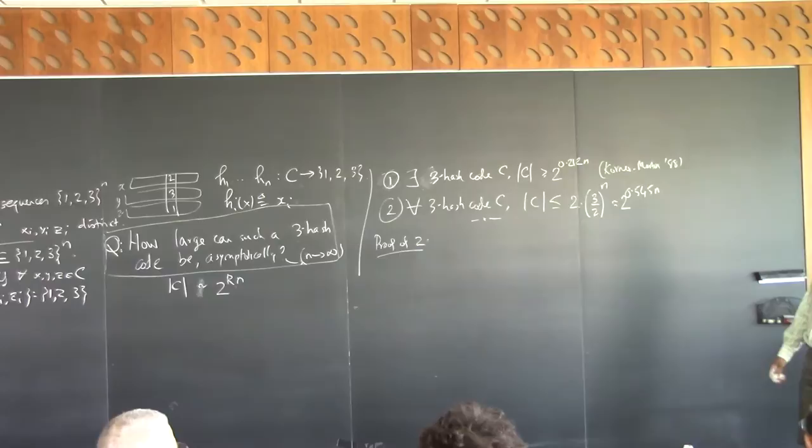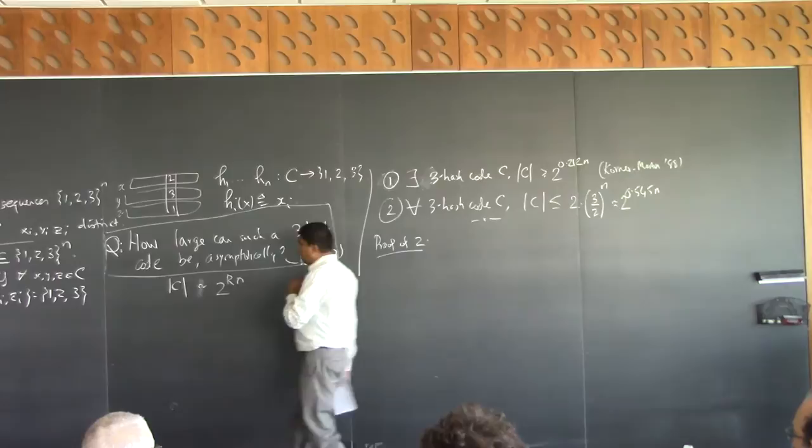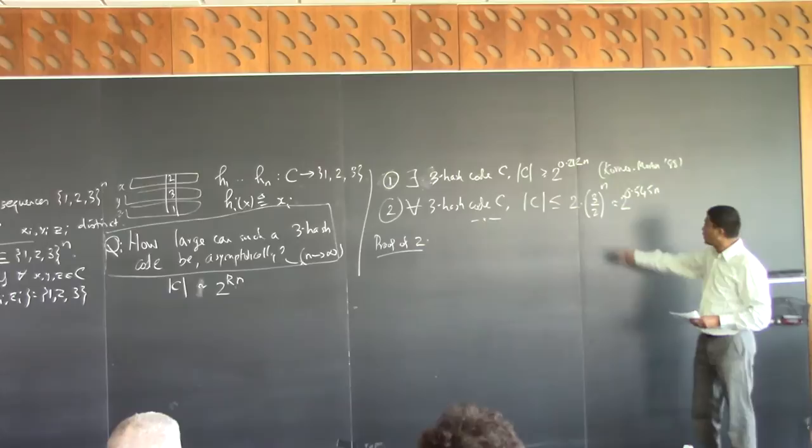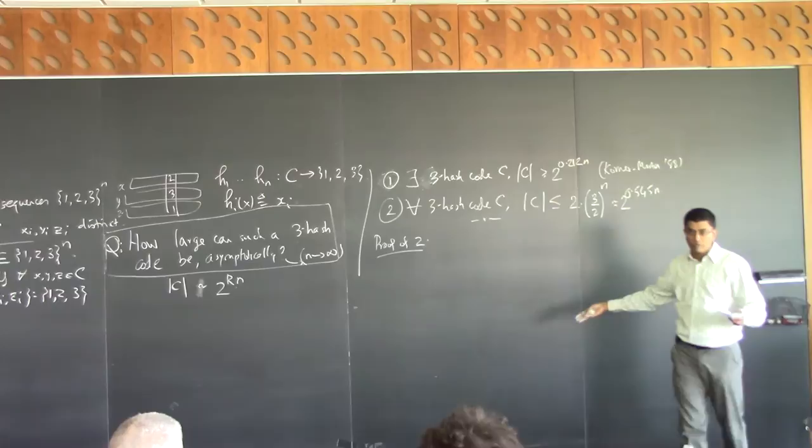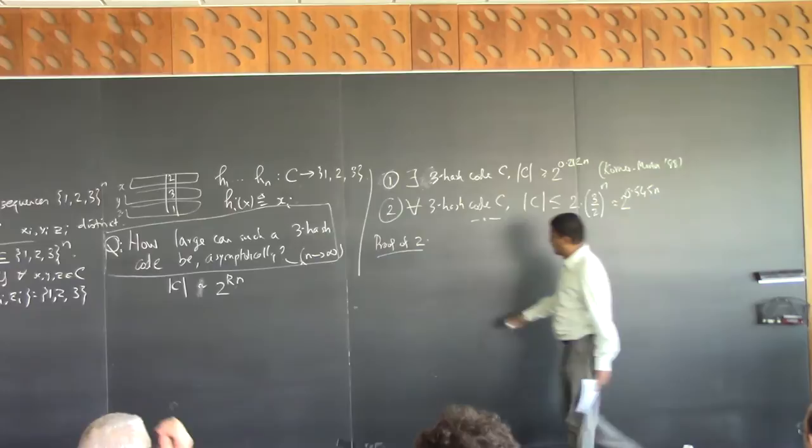So again, what I want to prove is that if you take any three hash code, you cannot make it bigger than 3 halves to the n. Ignore this 2. So it's asymptotically, it can only grow as 3 halves to the n. Trivial upper bound is, of course, 3 to the n, because it's a ternary sequence. And you get 3 halves to the n. OK. So this proof is really a two-liner if I do it properly.